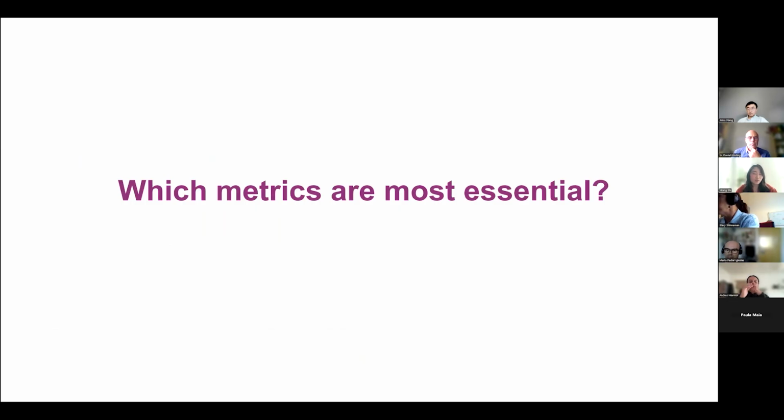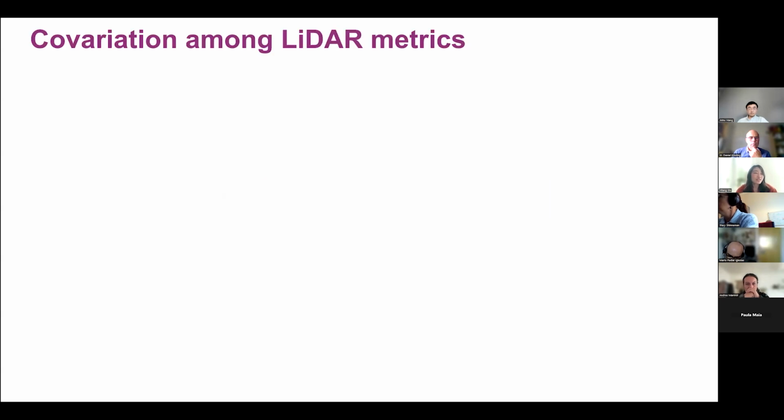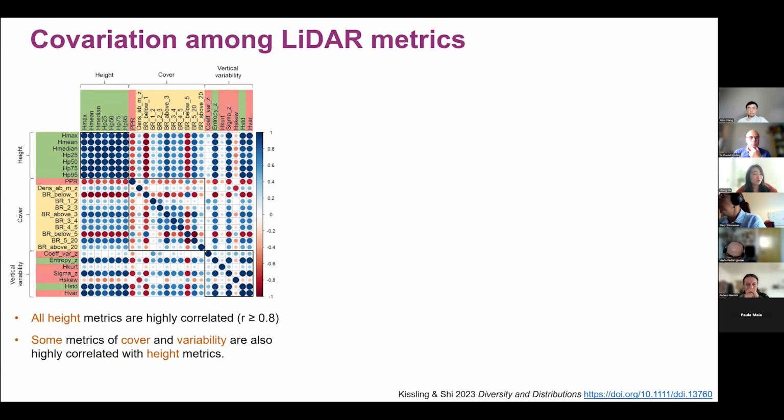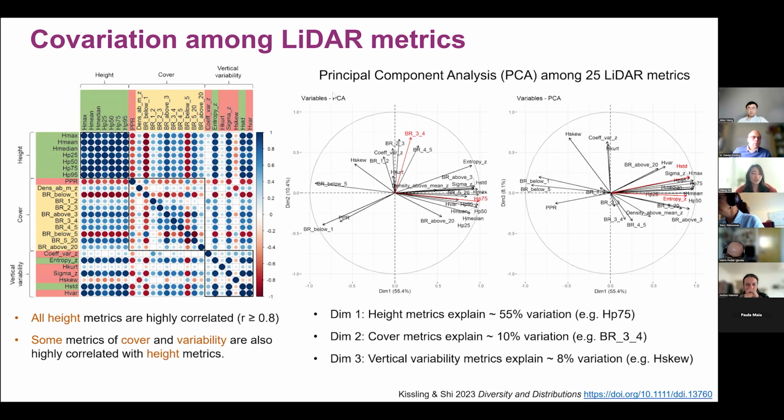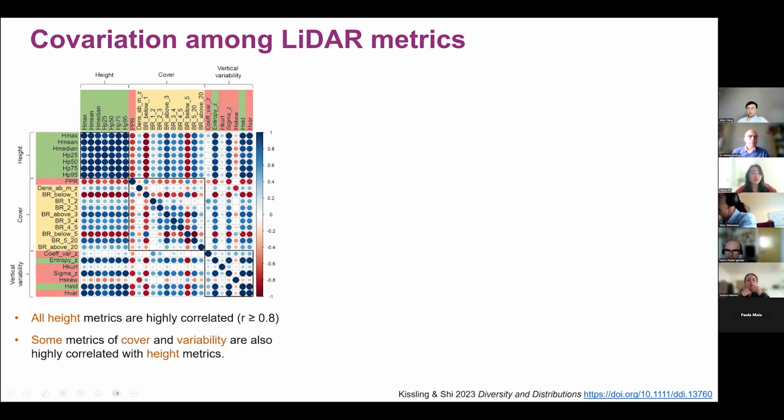So after that, we know the robustness of those metrics. The next question is, what metrics are most essential for mapping ecosystem structure? We first tested the correlation among those metrics, which gave us the answer that all height metrics are highly correlated, as you can see in the upper left corner. And some metrics of cover and variability are also highly correlated with height metrics, such as entropy, which is the Shannon index mentioned before, and standard deviation of heights.